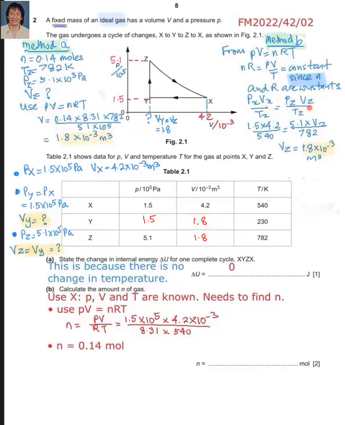So substituting the values into the equation will give you VZ equals 1.8 times 10 to the minus 3. So with this, we get this answer, 1.8 times 10 to the minus 3 meter cube. And since we know the volume at Z, we also know the volume at Y, which is 1.8 times 10 to the minus 3.